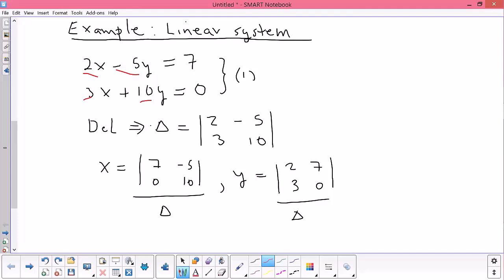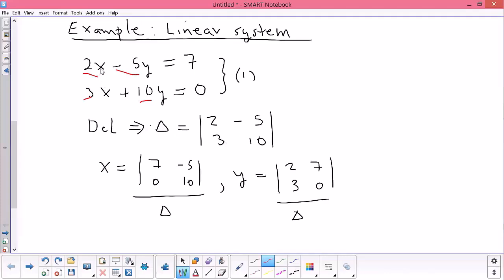I'm using determinants. Once you have your system of equations, you look at the coefficient matrix. In this case, just pick up the numbers in front of your unknowns. I have two unknowns, x and y. So I have 2, 3, minus 5, 10. I will create this matrix. I need to use it at all times, because it is going to be in the denominator. The del is the determinant of this coefficient matrix, and I can solve for this in any order.